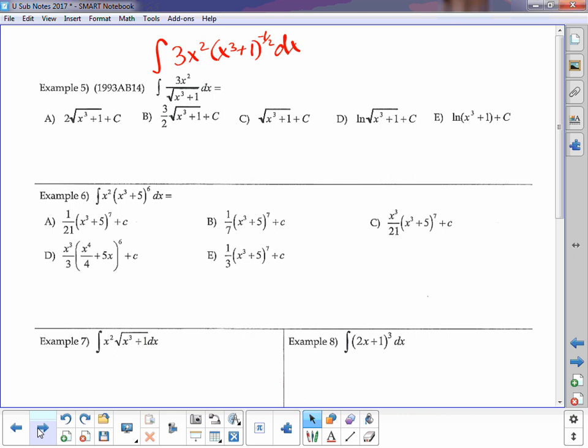I can't find it. I got the second set and I think I got the first one. My u is x cubed plus 1. So what's the du? And then you just move like you do it too.